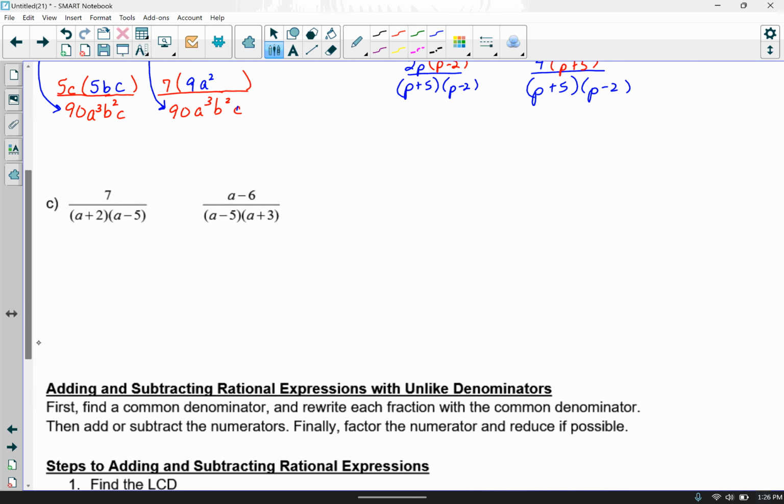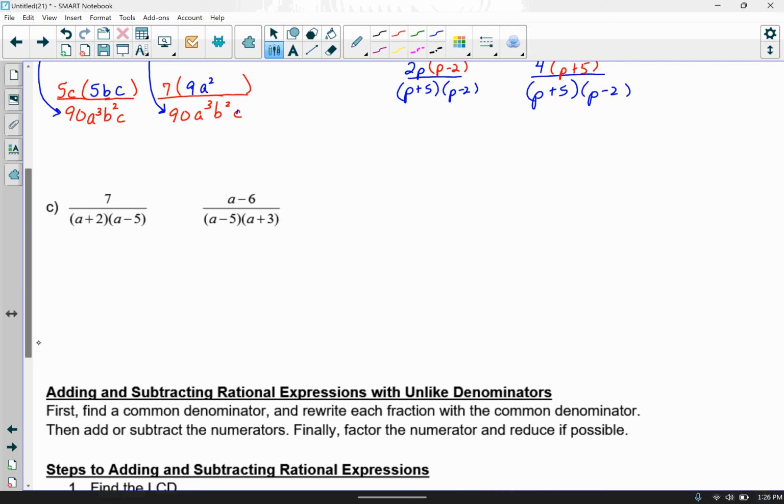Let's do C together as well. C, get my common denominator. It's already factored, so if I'm building my common denominator, I know I'm going to need the a plus 2 and the a minus 5. You have to have what's in the first denominator, and then you come over to the second one and ask yourself, is there anything new and different? Well, I already have the a minus 5, but I am picking up an a plus 3. So there's my common denominator, a plus 2, a minus 5, a plus 3.